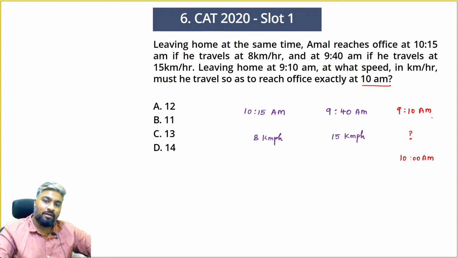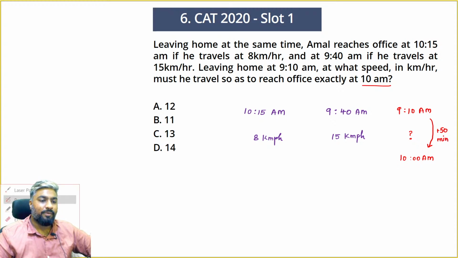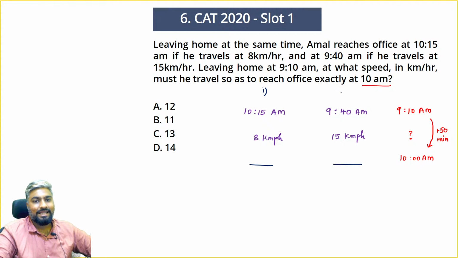Yes, so from here to here we have what, 50 minutes, correct? He should reach the office in 50 minutes. But there's a small hiccup here, a small problem here. We don't know the start times here. I don't know in the first case when does he leave, in the second case when does he leave. We don't know that, right?